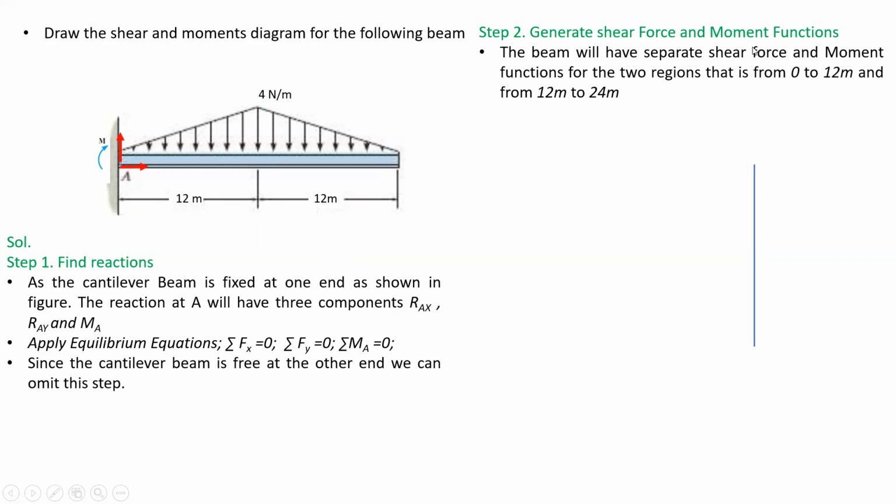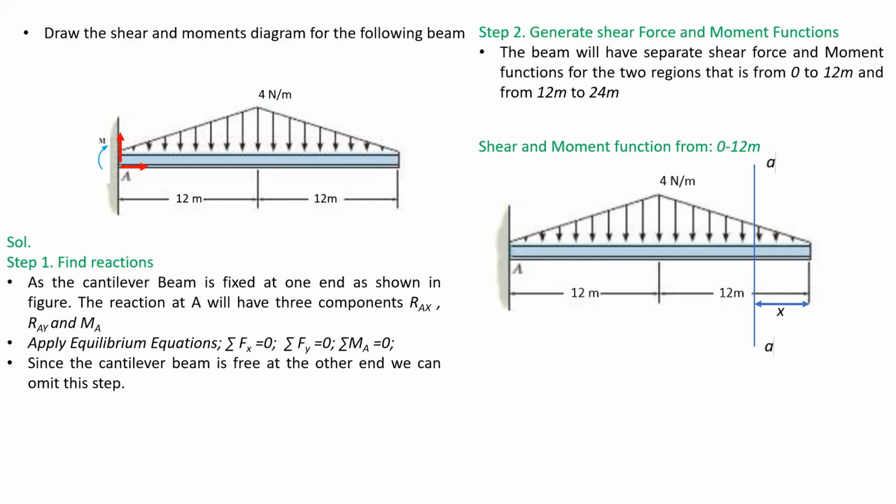So to generate the shear force and bending moment function, first of all, we have to see the load distribution. Now we can see in this problem that the uniformly varying load is first increasing at a constant rate up till the 12-meter mark, and after that it is decreasing at a constant rate. So this beam will have two separate shear force and moment functions. One will be applicable for the region from 0 to 12 meter, and the other one will be applicable from 12 meter to 24 meter.